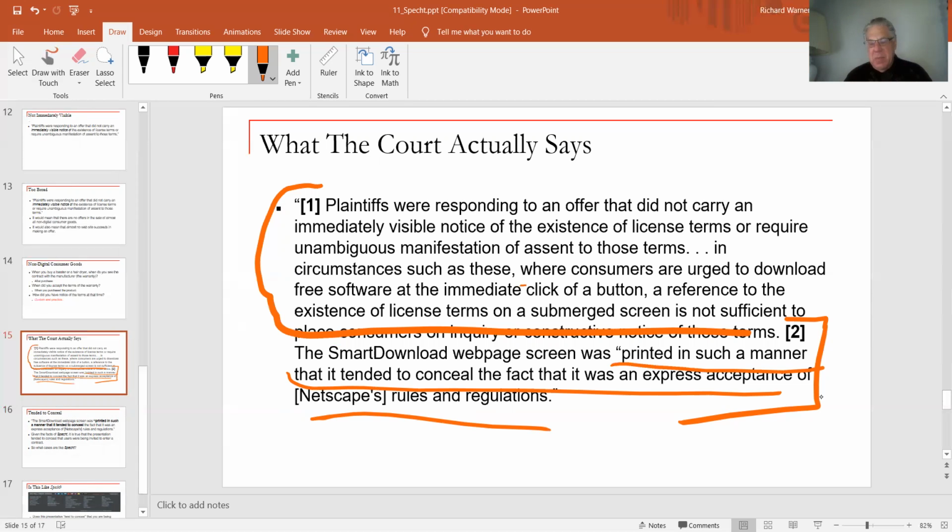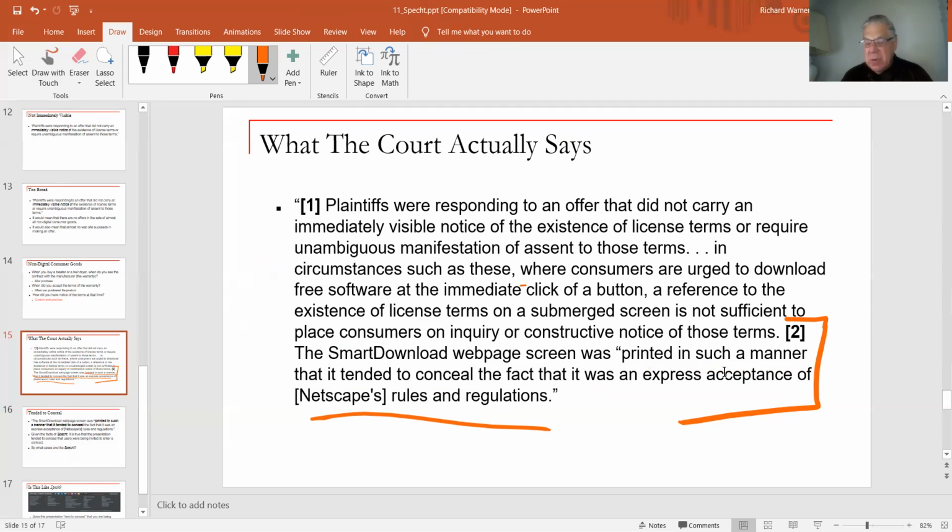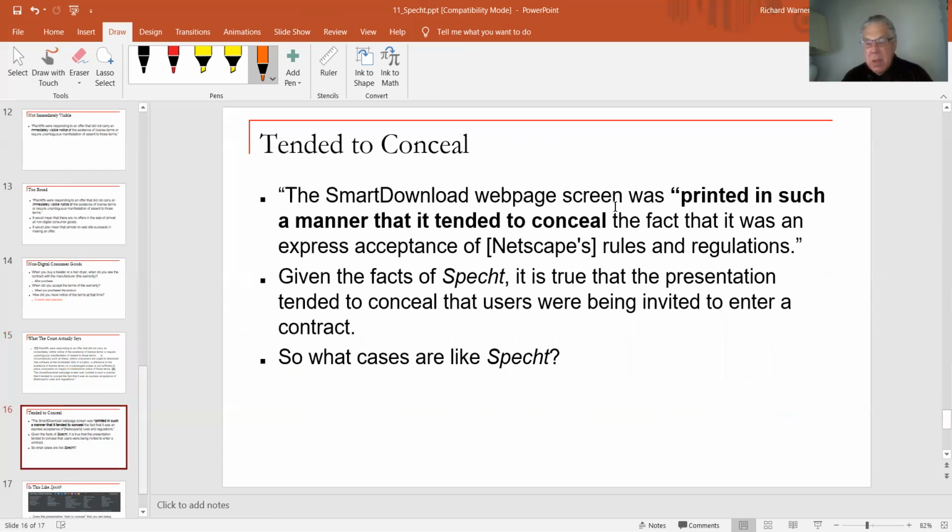But that, right? So I think that's the way to interpret Sotomayor. It's not just that it's not immediately visible, it's the surrounding context that gave it a tendency to conceal. Right? It's the surrounding context that does that, not just the fact that it's not immediately visible.